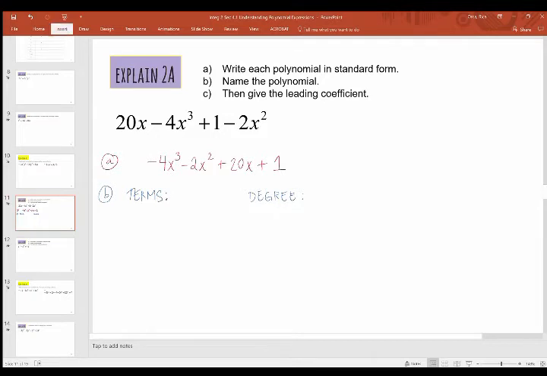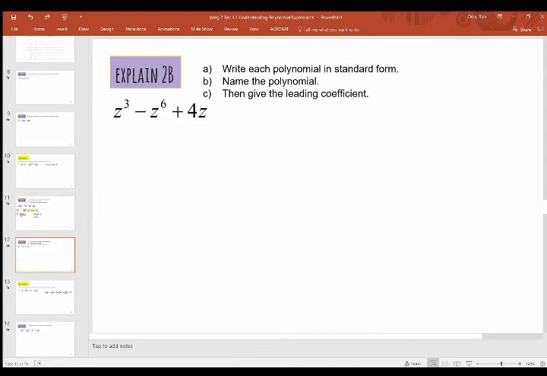Let's go ahead and identify the number of terms. We have 1, 2, 3, 4. Your terms are separated by plus and minus signs. We have 4 terms. In regards to the degree, let's go ahead and identify the largest exponent. The largest exponent is 3. A polynomial with a degree of 3 is called a cubic polynomial. And if it has 4 terms, then it's a polynomial.